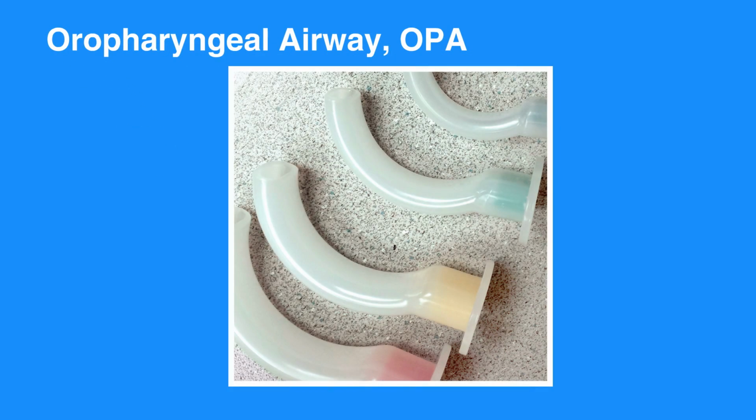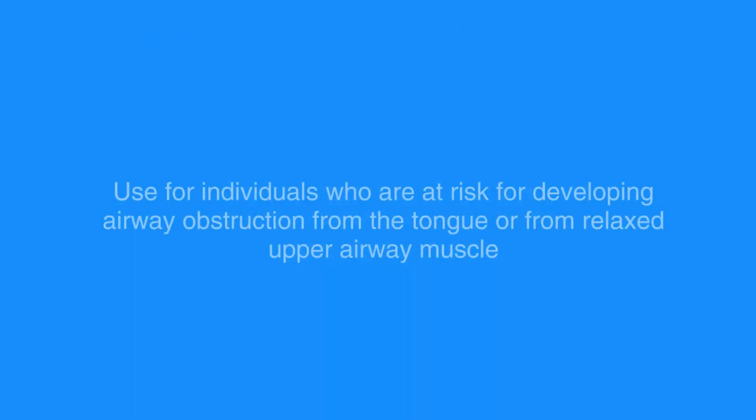The oropharyngeal airway, or OPA, is a J-shaped device that fits over the tongue to hold the soft hypopharyngeal structures and the tongue away from the posterior wall of the pharynx. OPA is used in individuals who are at risk for developing airway obstruction from the tongue or from relaxed upper airway muscle. A properly sized and inserted OPA results in proper alignment with the glottis opening.